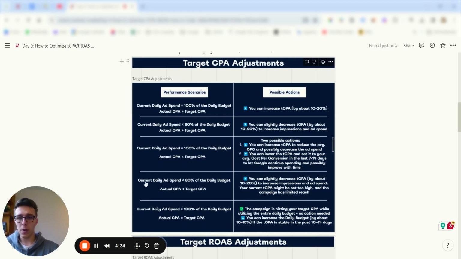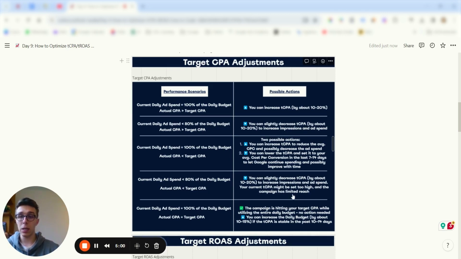The fourth scenario is when you're spending less than 80% of the daily budget and your CPA is also less than your target CPA. In this case, you can decrease the target CPA by 20% to increase impressions and ad spend. And your current target CPA might be set too high in this scenario and the campaign has a limited reach.